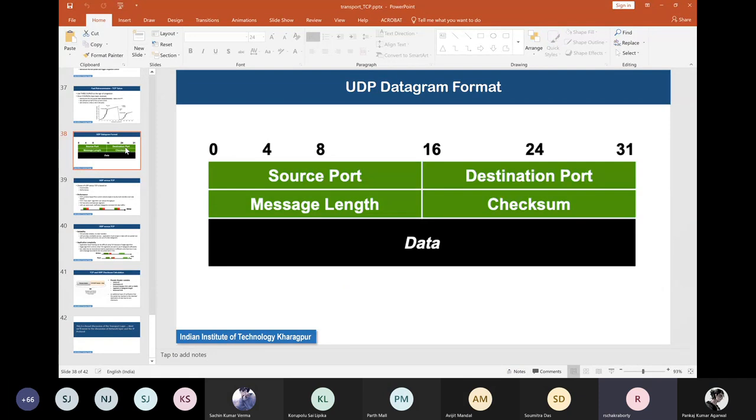Okay, so UDP datagram is like this. It has no window, nothing. Very sorry. No window, no acknowledgement, nothing. Just source port, destination port, message length, checksum, and data.